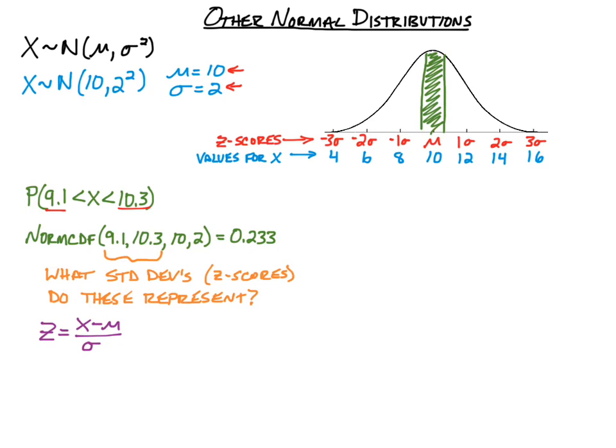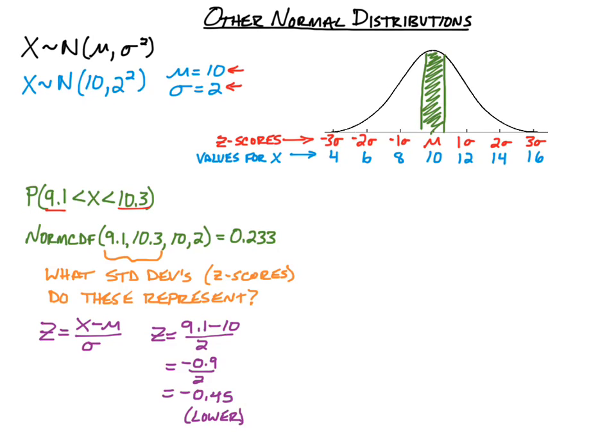Z is equal to x minus mu divided by standard deviation. So it's a very straightforward formula that you can just plug values into and solve for the unknowns. In this case, we're trying to find the standard deviations, or the z-scores, that are represented by x being 9.1 or 10.3 with a mean of 10 and a standard deviation of 2. So all we have to do is plug these values in. 9.1 minus 10 divided by 2. So we get z is equal to negative 0.9 divided by 2, and in this case the z-score is negative 0.45.